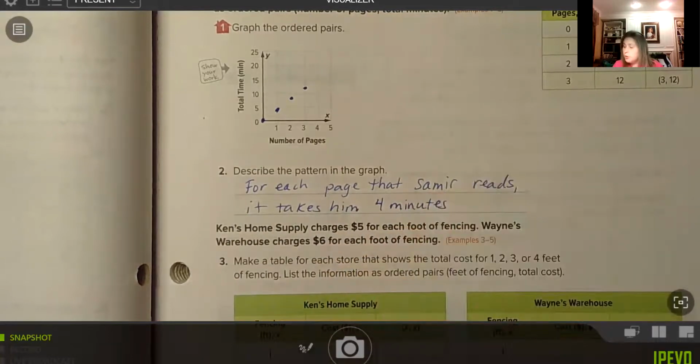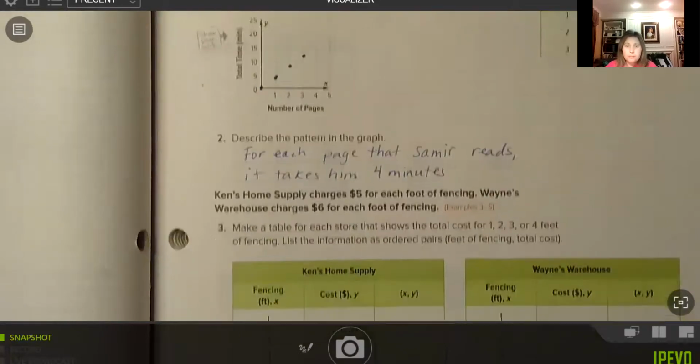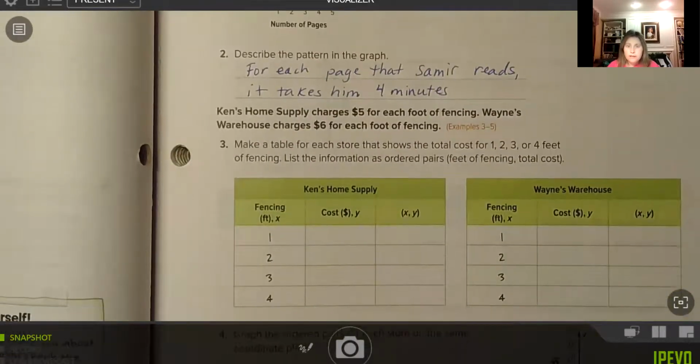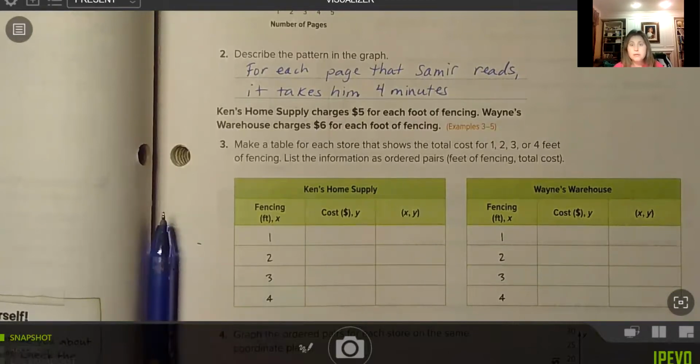Okay, next, we're looking at Ken's home supply. I'm just going to slide this page up a little bit. Ken's home supply charges $5 for each foot of fencing. Make a table for each store that shows the total cost for 1, 2, 3, or 4 feet of fencing. List the information as ordered pairs, and the ordered pair should be listed as feet of fencing, comma, total cost.